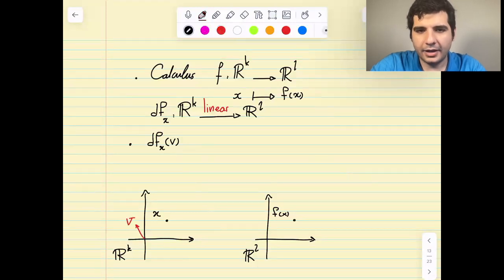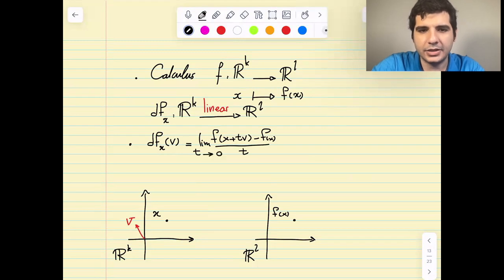This is defined using a limit, as one would define a derivative: the limit of f of x plus tv minus f of x, over t, where t goes to 0, right? This limit, if it exists, is the definition of the derivative. So what does this mean? What is the geometric intuition of this? Let's say this other vector in the codomain is the image of the derivative acting on v, right?